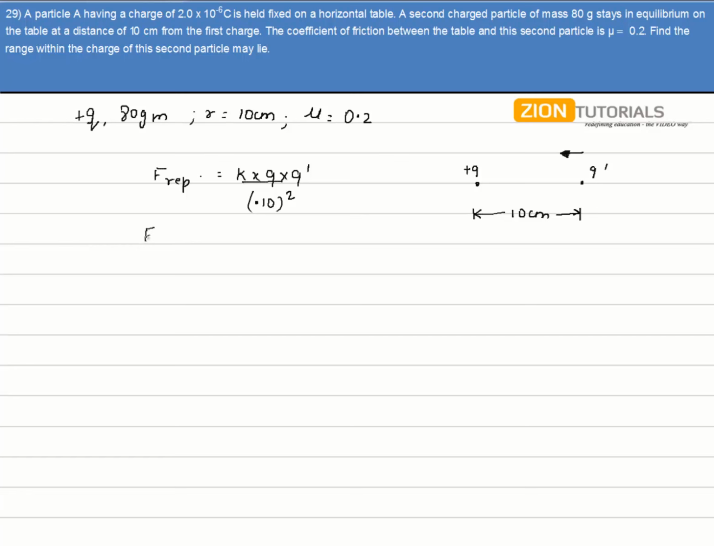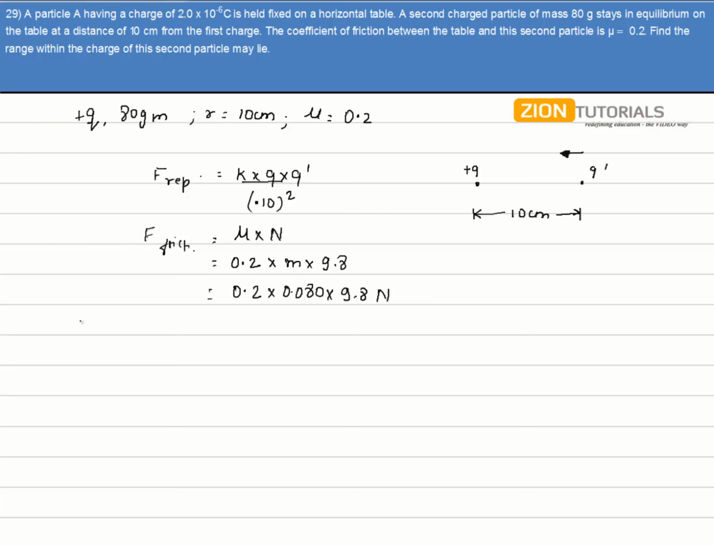So the frictional force can be calculated by the formula mu into normal. Here mu is given to me as 0.2, and normal force is nothing but the mass of the particle into the gravitational acceleration constant. So calculating the frictional force, that is 0.2 into 0.080 kg into 9.8 newtons.